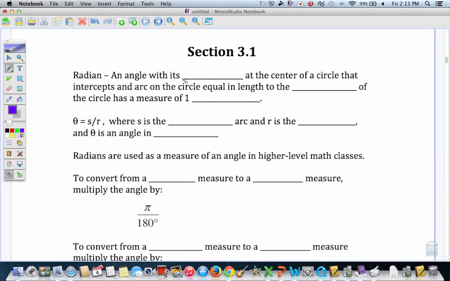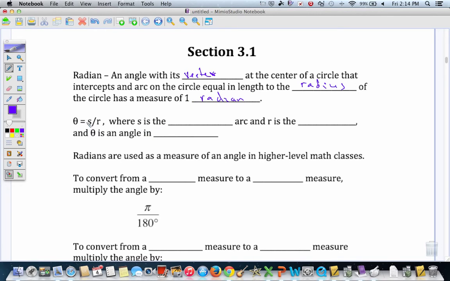By definition, a radian is an angle with its vertex at the center of a circle that intercepts an arc on the circle equal to the length of the radius of the circle as a measure of 1 radian. In other words, a radian is based off of the radius of a circle and the ratio that the angle makes compared to the radius itself. The definition itself is not important for us right now. What we're going to learn how to do is convert angles from degrees to radians and radians to degrees.